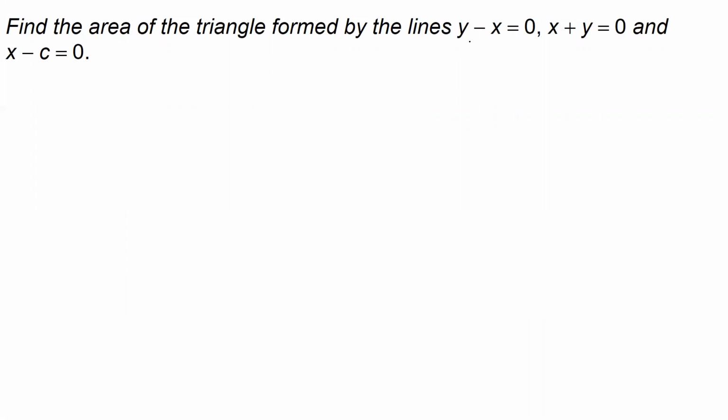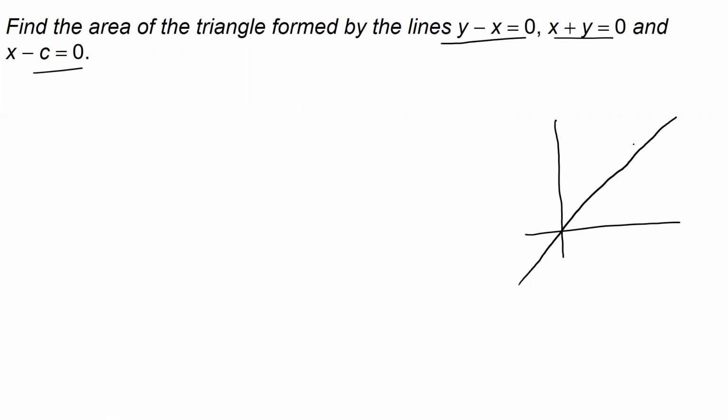Find the area of the triangle formed by the lines this, this, and this. Okay, so first of all, let's draw coordinate axis. What is the line y minus x is equal to 0? Y minus x is equal to 0 will be of the form this. It will be upward rising. Y is equal to x. Now x plus y is equal to 0 is downward sloping. So y is equal to minus x. So minus 1 is the slope.